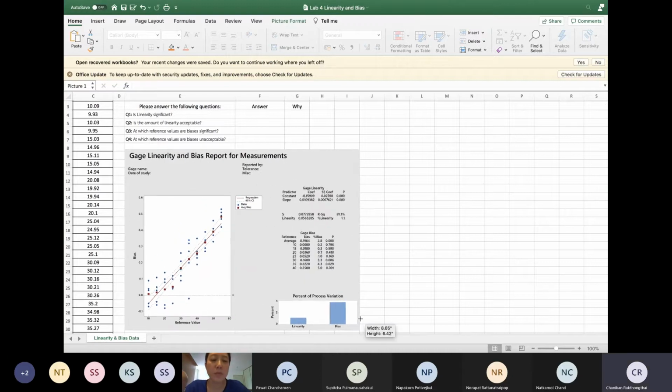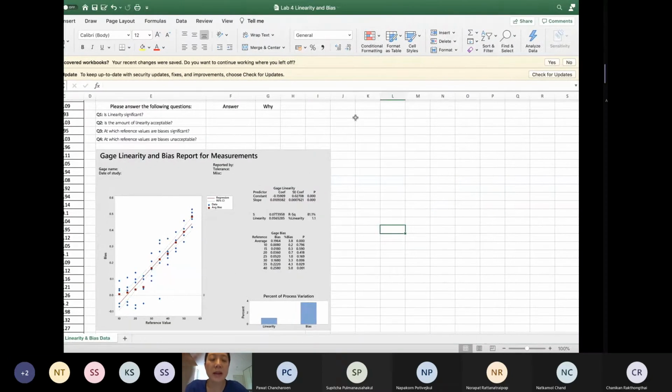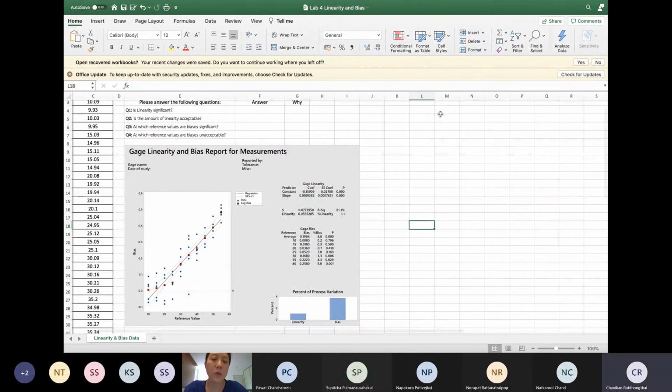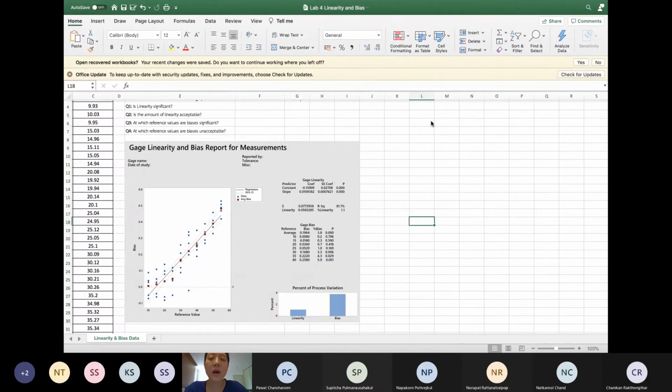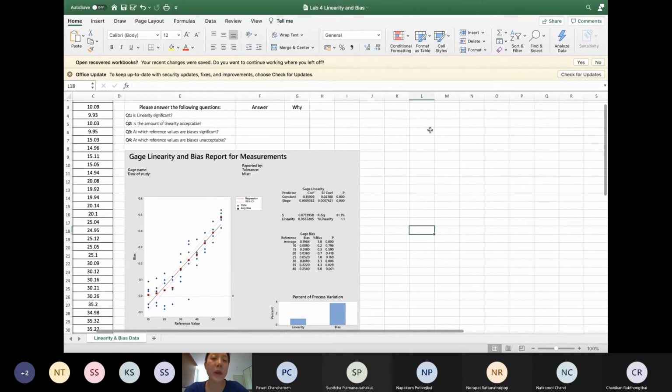P'Mike, could you please randomly ask one of the students? First question: is linearity significant? In the answer column, you will say significant or not, and why. In the why column, you should tell the numbers that you consider or compare.